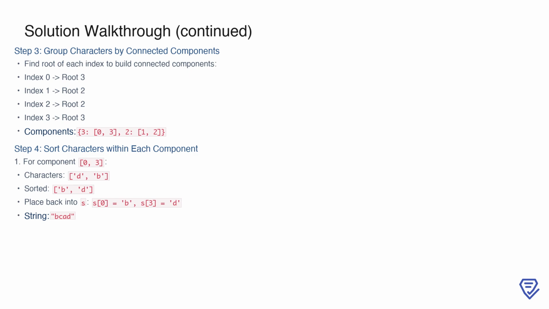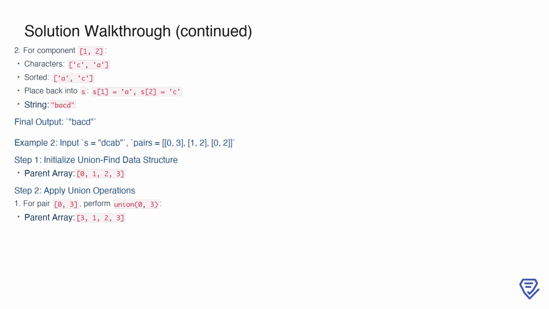Once we have the components, we sort the characters within each group. For the component 0, 3, the characters are D, B. Sorting them results in B, D. We then place these sorted characters back into their respective positions in the string, updating S[0] to B and S[3] to D. The string becomes cat at this stage.